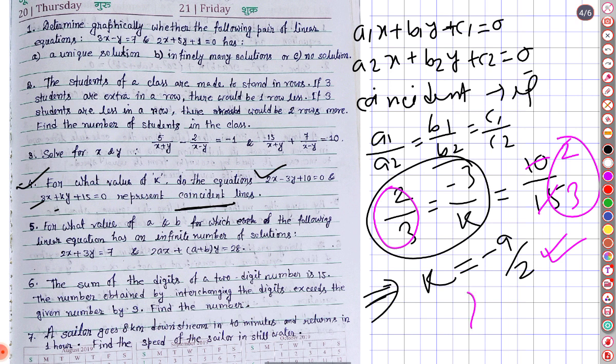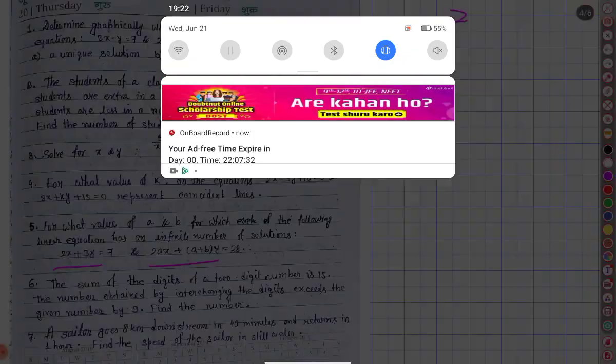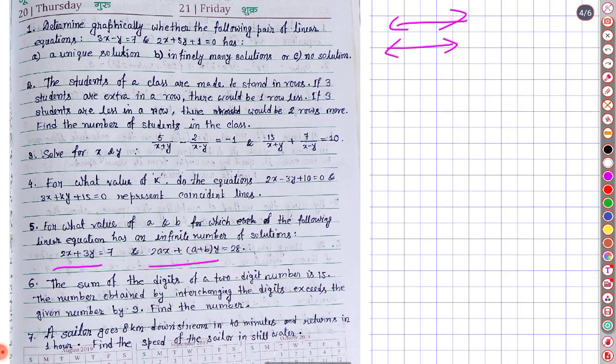If you have any question, text me, sir, and in this place I can understand. So for k is equal to minus 9 by 2, these two equations will be coincident lines. Next is infinite number of solutions. When the lines are coincident you get infinitely many solutions, but if they are parallel then there is no solution, because parallel lines don't have any common point.